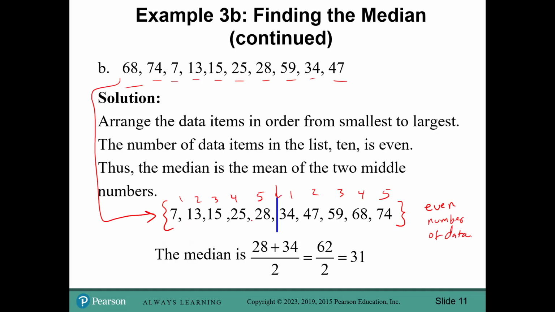Then we're going to take the mean of the two middle. So I would take 28 and 34 and find the mean of them, which is to add them together, divide them by 2, because we're finding the mean of two numbers. And then the mean of those two is the median of my set. So my median here is those two divided by 2, 31.